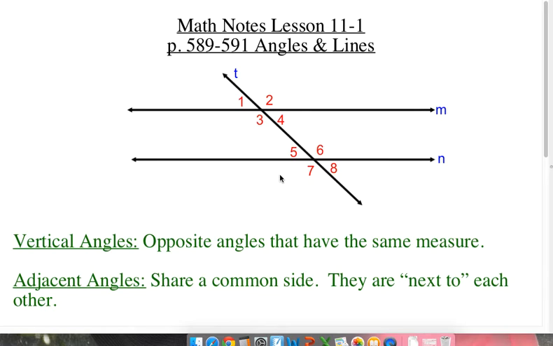This is lesson 11-1. If you're following along in the textbook, that's actually chapter 11, lesson 1. There's the page numbers there. And the title of this lesson is Angles and Lines.